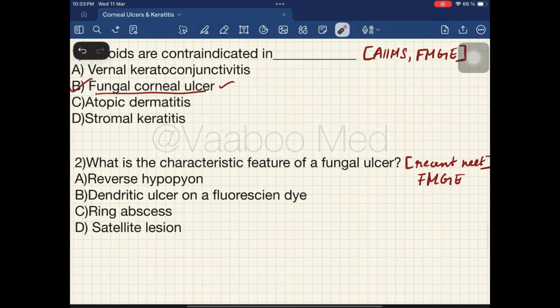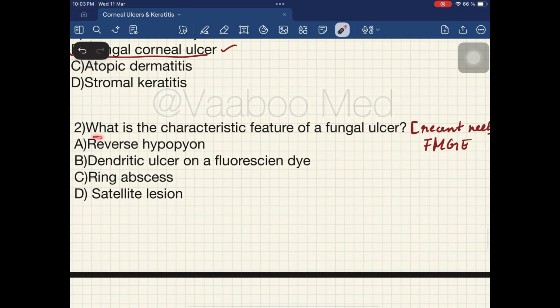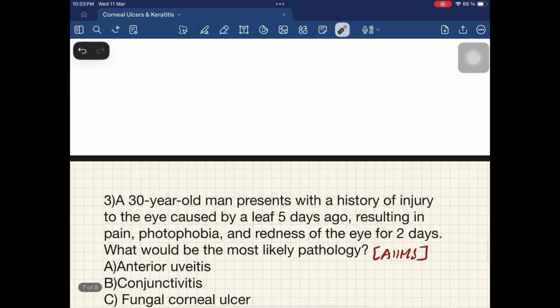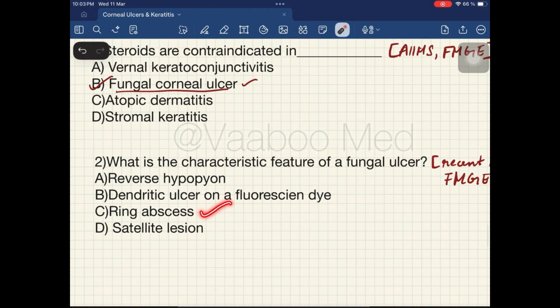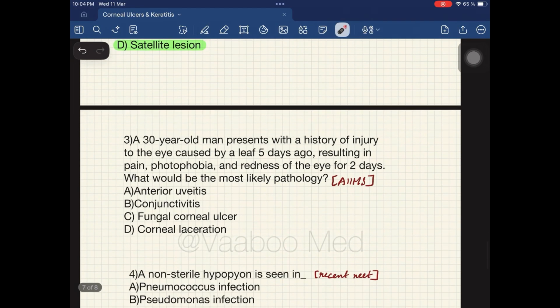The next question: what is the characteristic feature of fungal ulcer? It appeared in recent NEET and also in FMGE. The previous question appeared in AIIMS and FMGE as well. Look at the options: reverse hypopyon, dendritic ulcer on fluorescent dye, ring abscess, and the final option is satellite lesion. In fungal ulcer, as we have seen already, we can see satellite lesion.